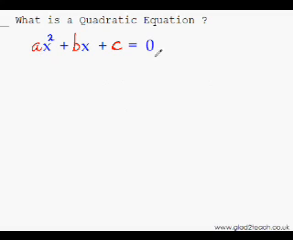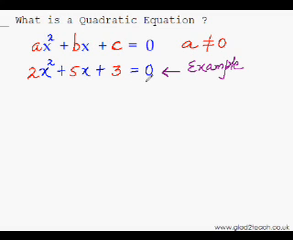It is the equation of this type: ax square plus bx plus c equal to 0, where a, b and c can be any number, but a should not be equal to 0. Why? Because if a is 0, then this entire term will become 0 and this equation will be reduced to a linear equation. See, here is the example of a quadratic equation: 2x square plus 5x plus 3 equal to 0. See, a, b, c have been replaced by these numbers.